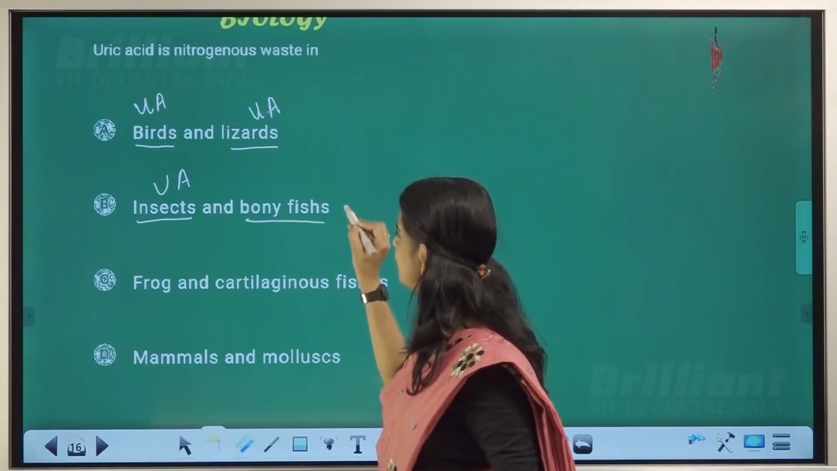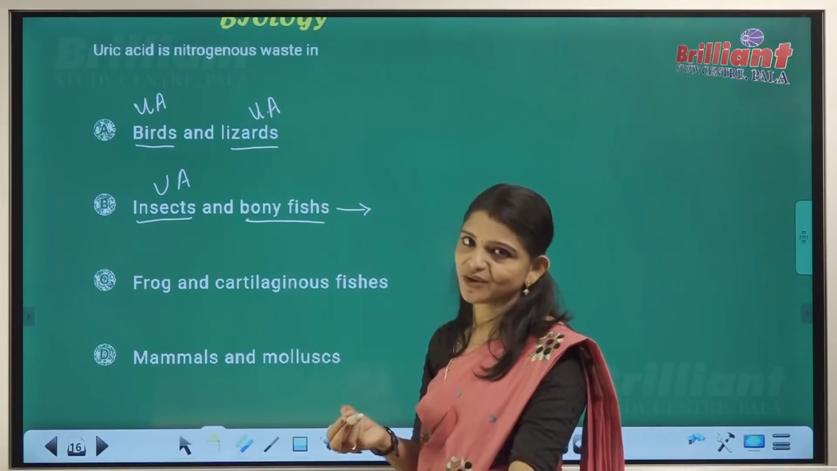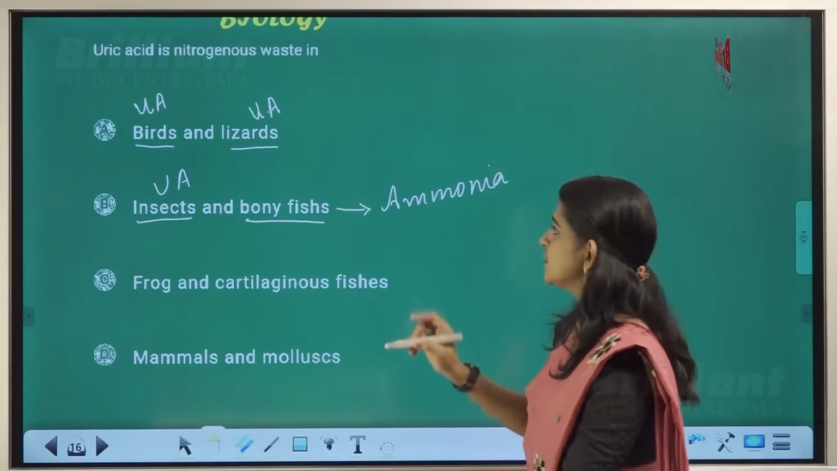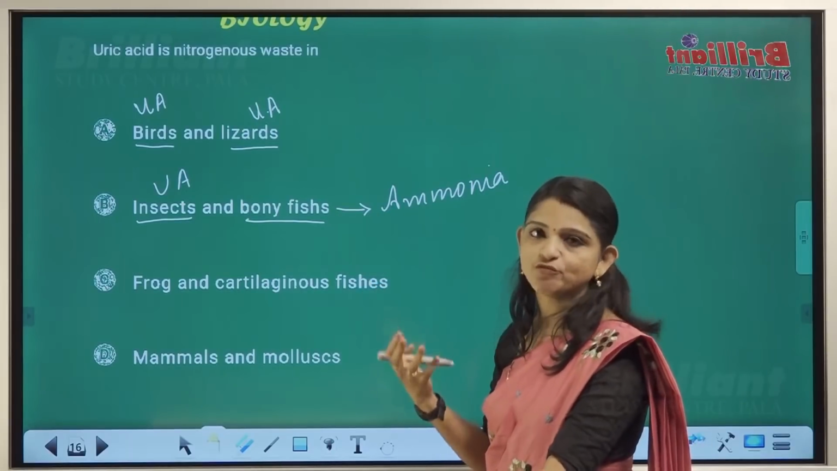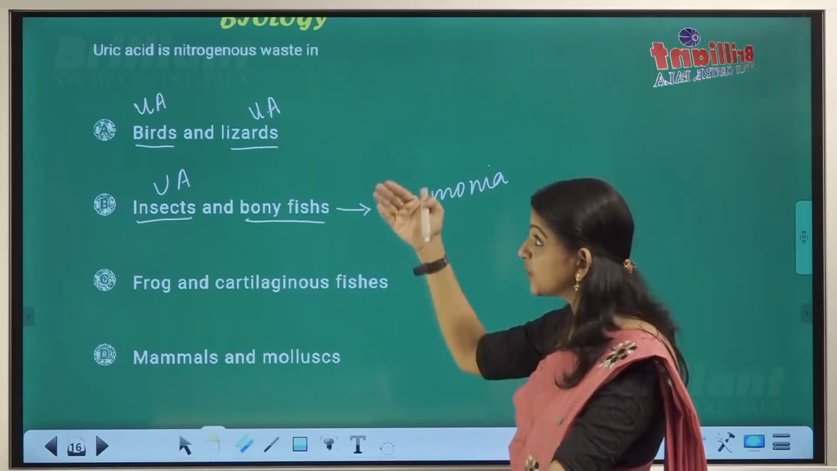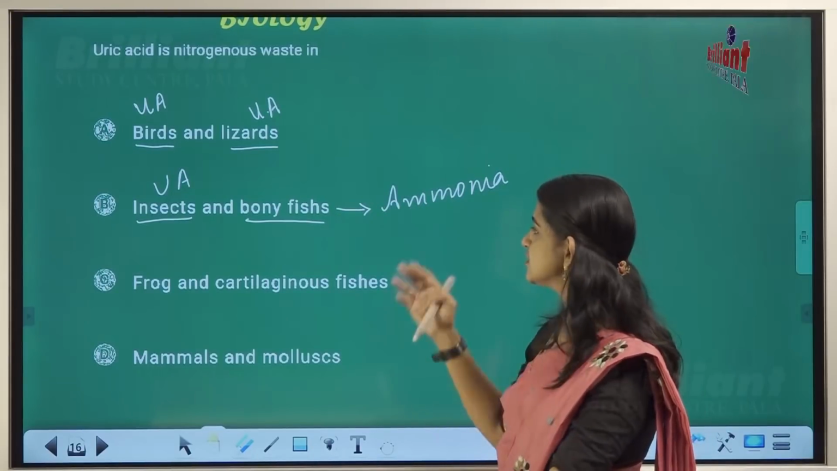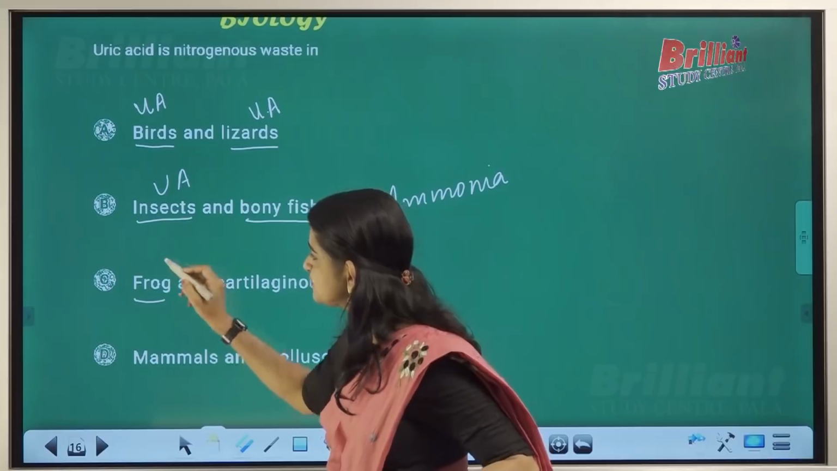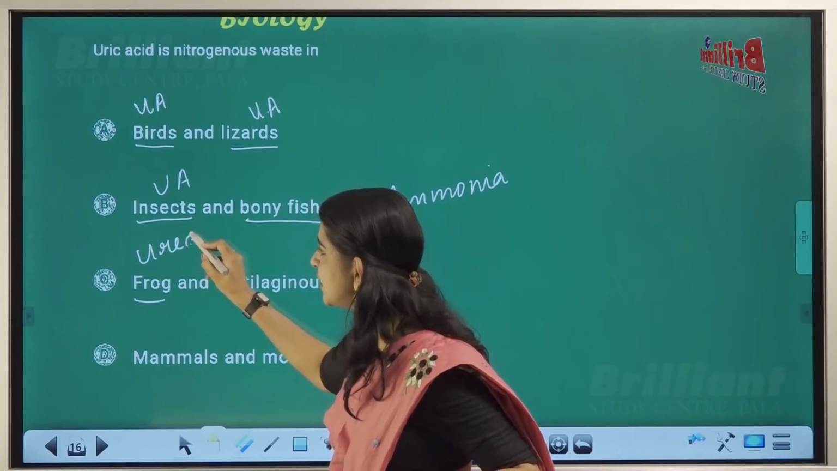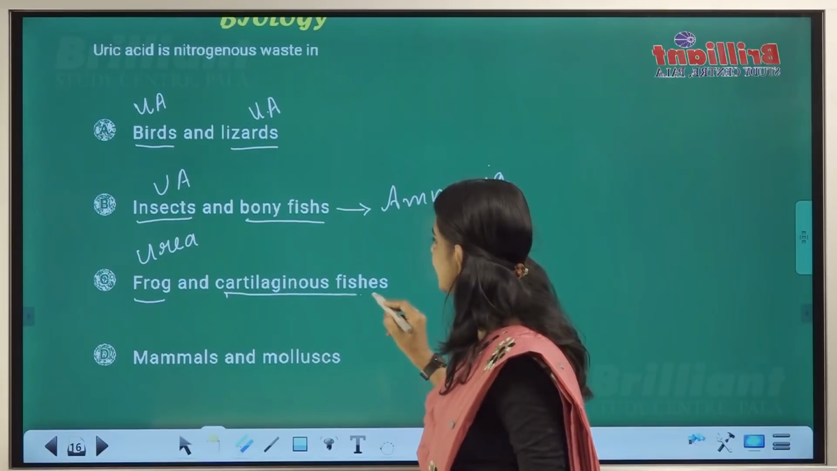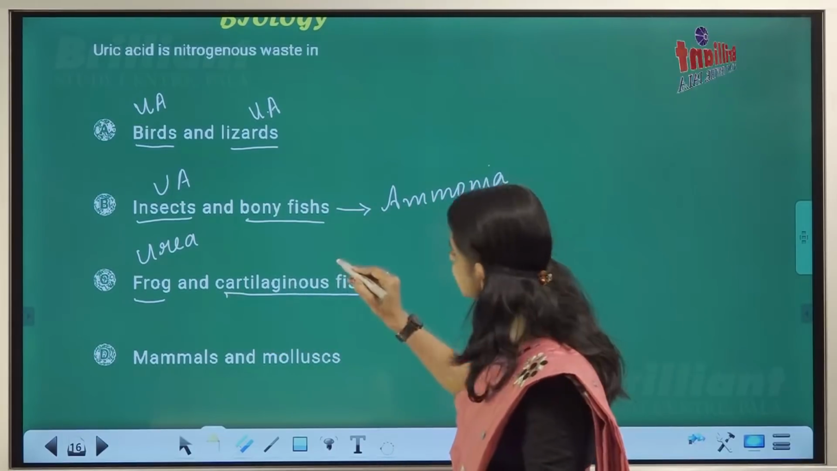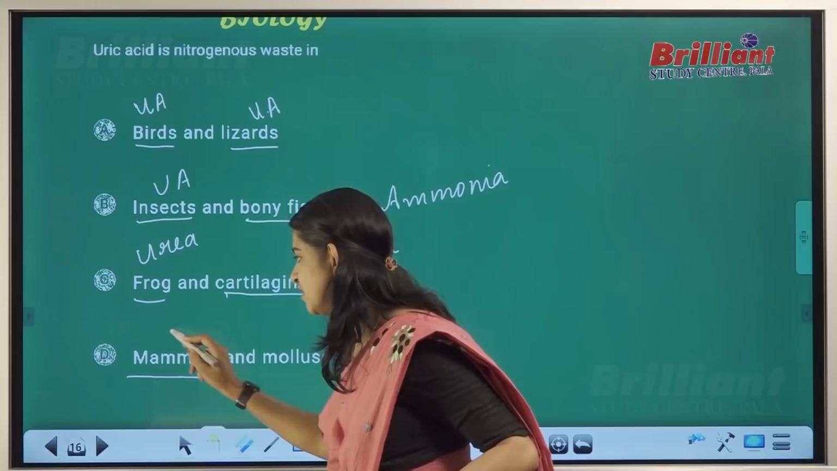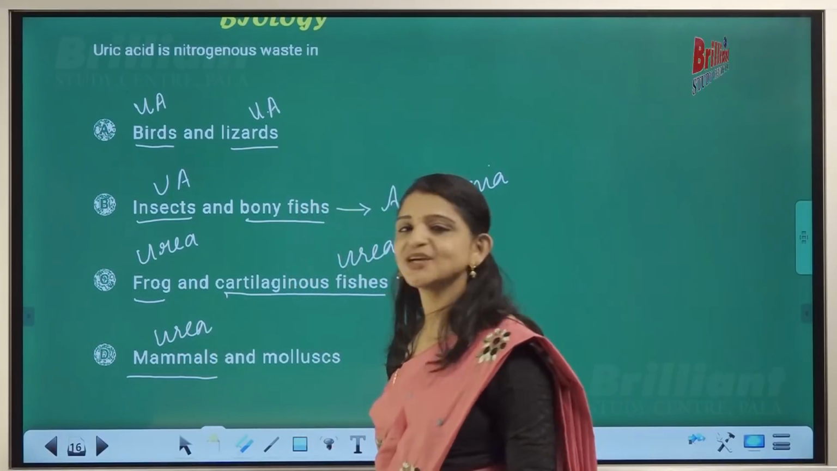But here in bony fishes, as they are aquatic organisms, they excrete ammonia. They are ammonotelics. They excrete ammonia because they are having enough amount of water, as it is the highest toxic material. When you are comparing nitrogenous waste, ammonia is the toxic material which needs more water to eliminate it out. Next one, frog. Frog is having urea as nitrogenous waste. Then cartilaginous fishes like shark and all, they also excrete urea. Next one, mammals. You know that we are ureotelic, we excrete urea.